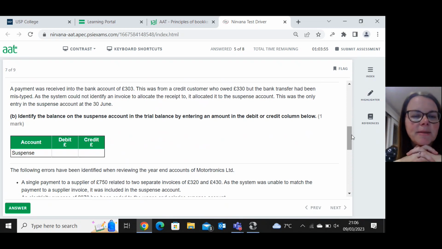A payment was received into the bank account of £303. So that would be debit the bank. This was from a credit customer who owed £330, but the bank transfer had been mistyped. As the system could not identify an invoice to allocate the receipt to, it allocated it to the suspense account. And this was the only entry in suspense. So what's happened is it's gone debit bank and then the system doesn't know where to put the credit. So it's dumped it in suspense. So that would be your answer.